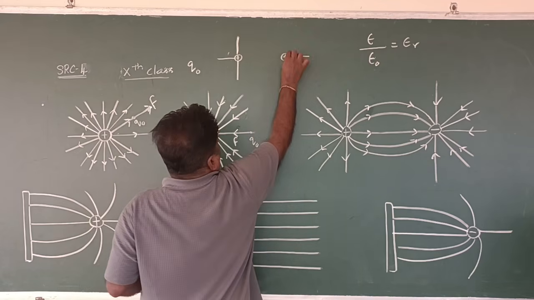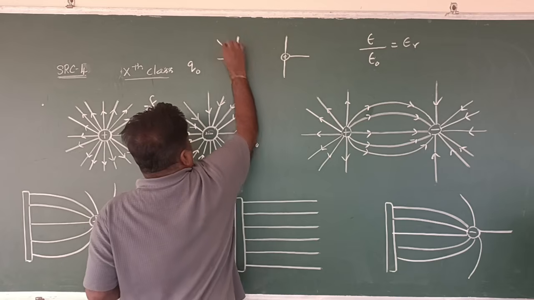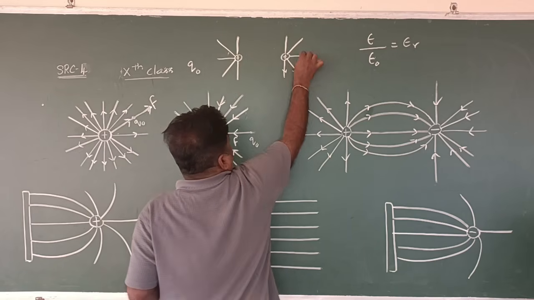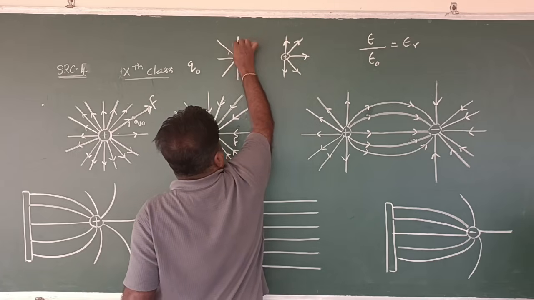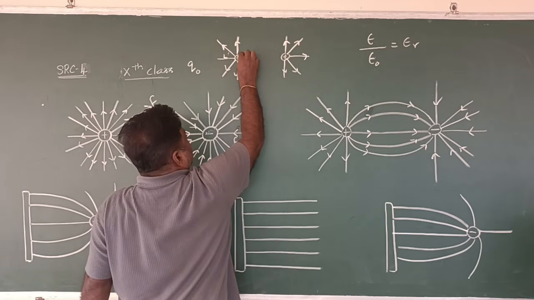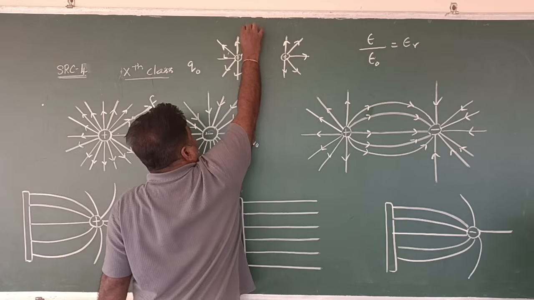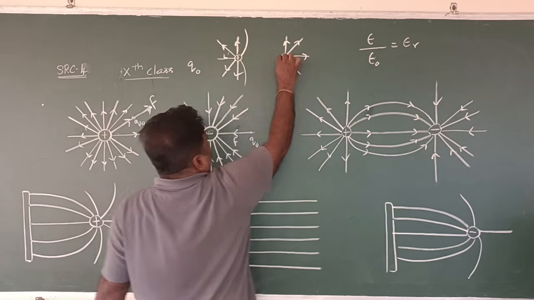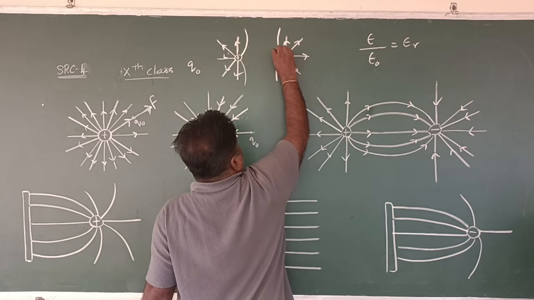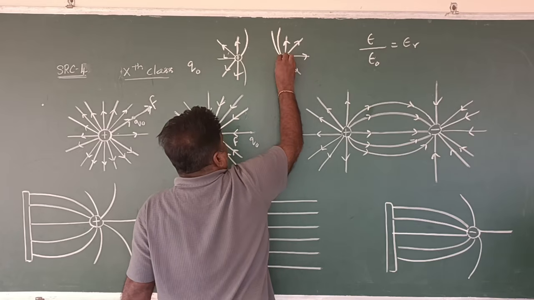Look, since it is a positive charge, the field is directed away from the charges, right? And here, this field line will bend like this. It is a bend.